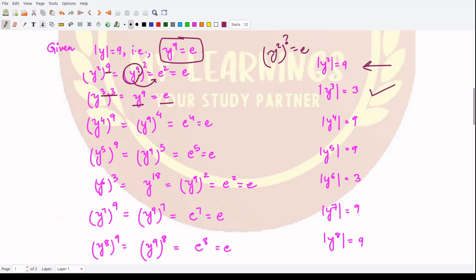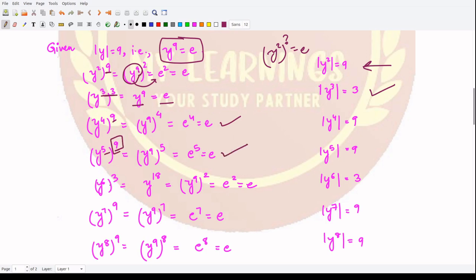For y raised to power 4, you do not have any common multiple of 4 and 9, hence you only have to take the power here as 9. No smaller number could be taken otherwise, correct? So this gives you the order of y raised to power 4 as equal to 9.